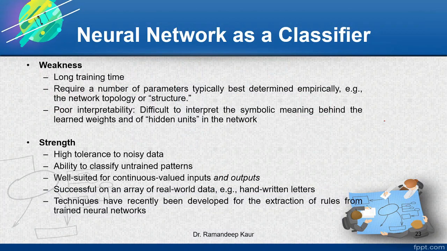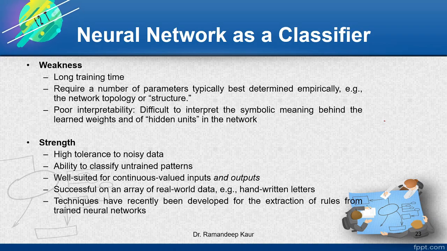Now neural networks have some weaknesses and some strengths. Weakness as in, it requires a long training time, because first you will give the weights to your inputs, then you will adjust the bias value, then you will calculate what is the error between the targeted and the actual value, then again you will go back, you will correct, you will readjust the weights, you will readjust the bias. It takes a long time to train your neural network.